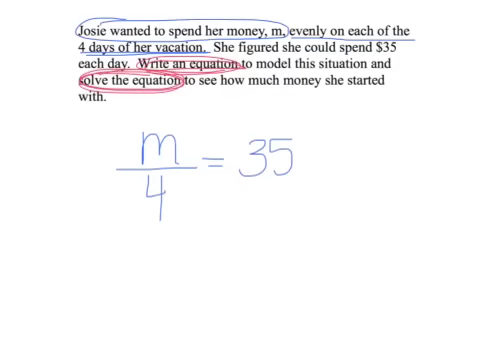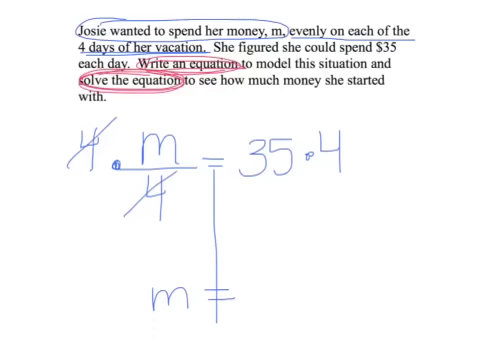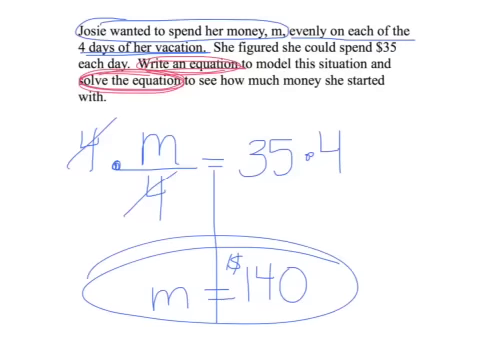Now we want to solve this. This left side of the equation says M divided by 4. The opposite of dividing by 4 is to multiply by 4. And whatever I do on one side of the equation, I have to do on the other side. The 4's will cancel each other out, and 35 times 4 is 140. And so now we'll know that Josie started with $140.